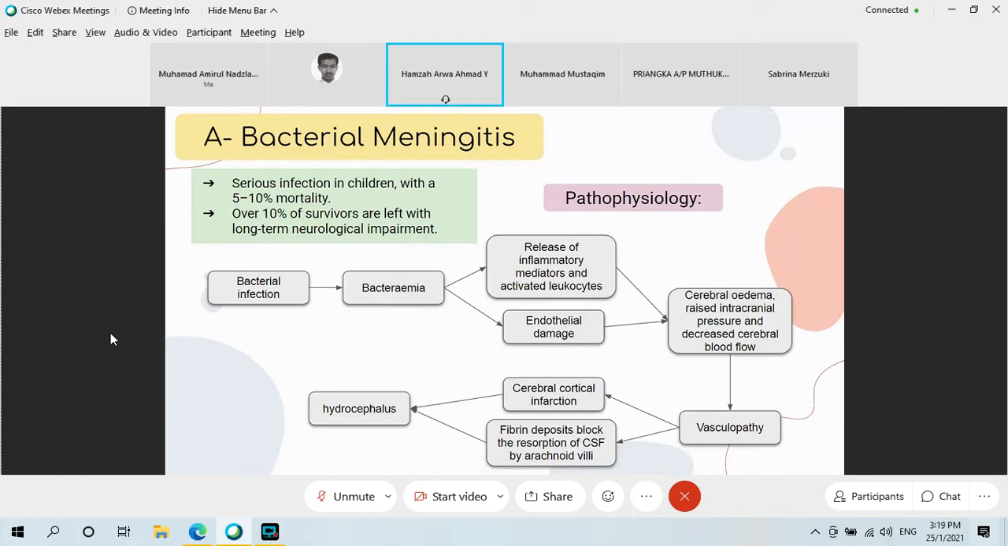The vasculopathy will lead to cerebral cortical infarction, and fibrin deposits block the resorption of the cerebrospinal fluid by the arachnoid villi. All of this leads to accumulation of cerebrospinal fluid within the brain and causes increased pressure inside the skull, which is defined as hydrocephalus. Next.